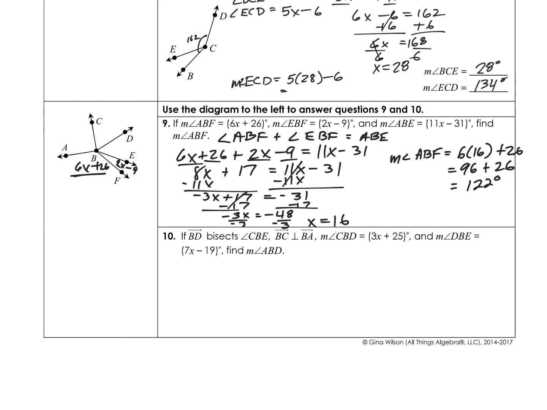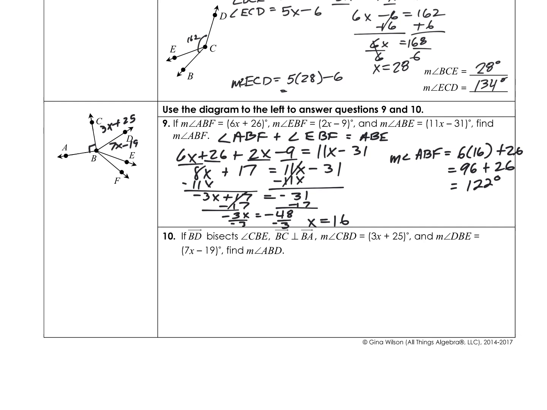If BD, let me go ahead and erase my stuff from the last. If BD bisects CBE, okay, so BC is perpendicular to BA. BC is perpendicular to BA. That means this is a 90-degree angle. The measure of angle CBD is 3x plus 25. And the measure of angle DBE is 7x minus 19. Find the measure of angle ABD.